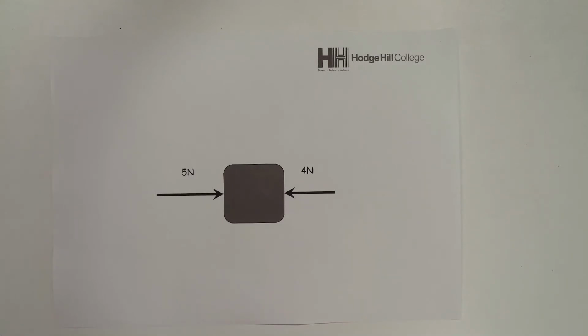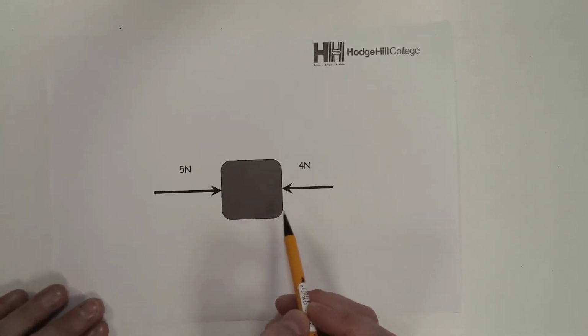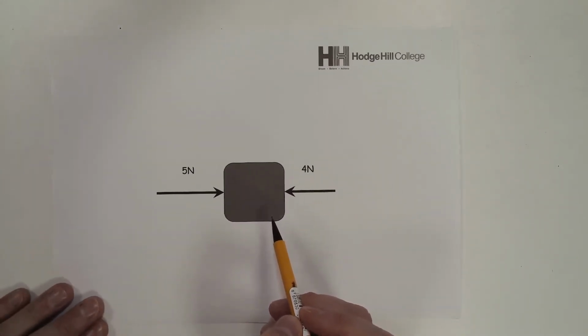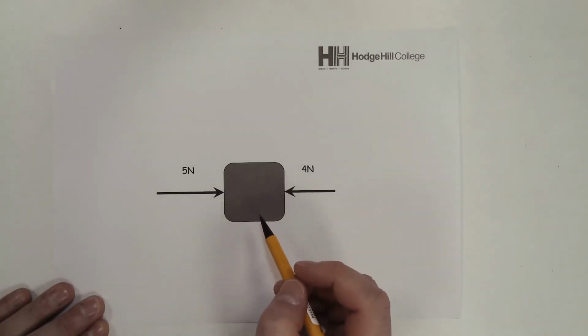However, if the forces on an object are unbalanced, then there's a couple of things that can happen. If we have a stationary object, it will start to move in the direction of the resultant force. If we have an object that is moving, then that object will change speed and direction in the direction of the resultant force. So if we look at this example here, we have two forces acting in opposite directions and they are not equal in size, which means this is unbalanced.